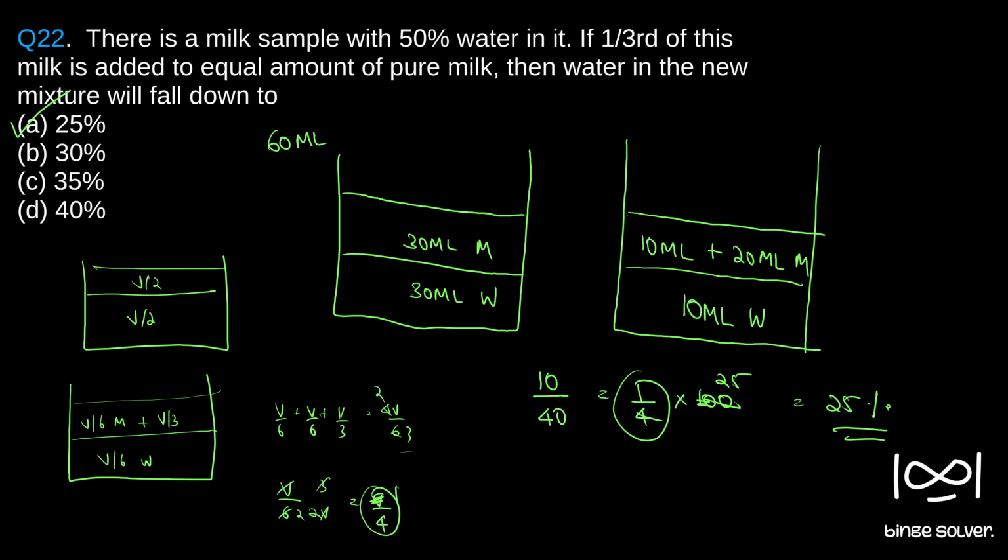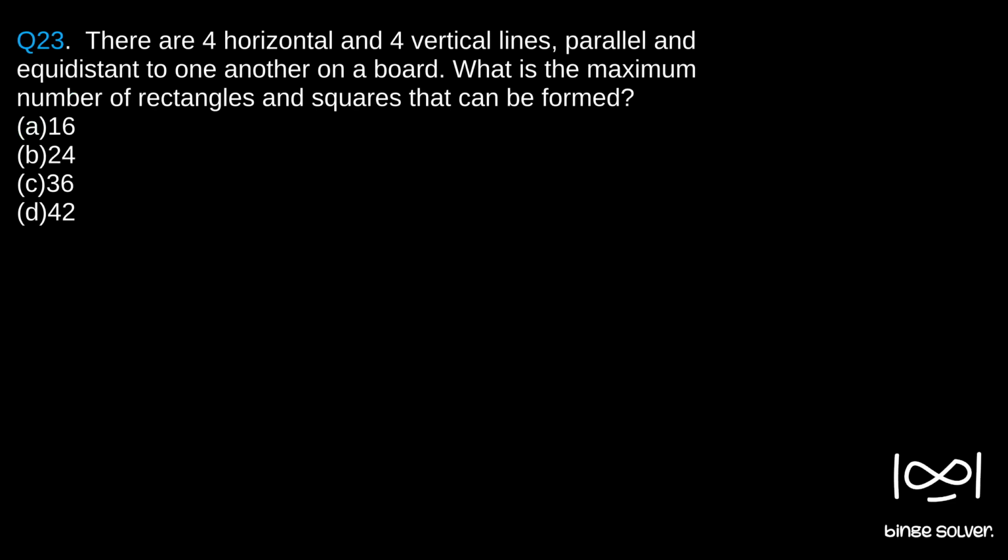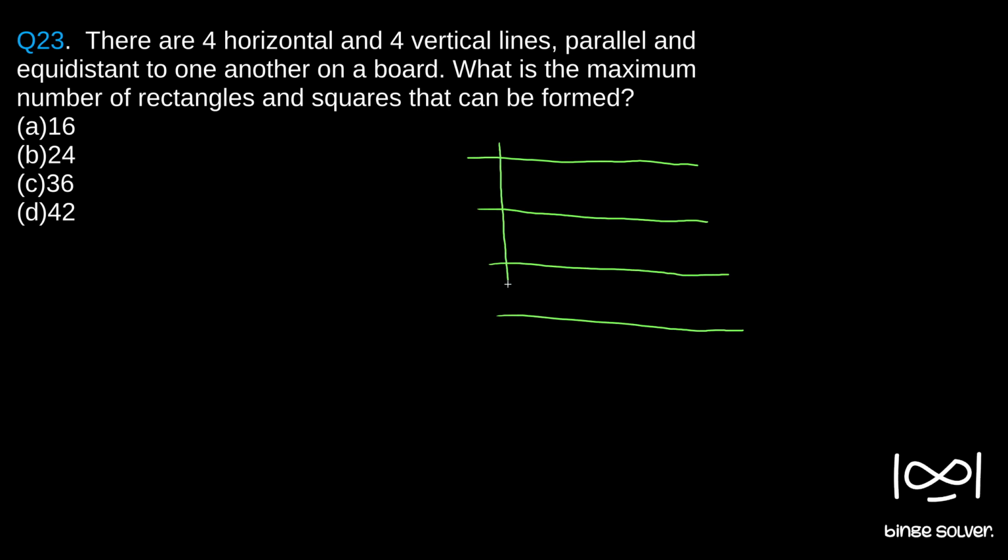Next question, question 23. There are 4 horizontal and 4 vertical lines parallel and equidistant to one another on a board. What is the maximum number of rectangles and squares that can be formed? So there are 4 lines, 1, 2, 3, 4, equidistant and parallel. The question asks, how many rectangles and squares can be formed from this?